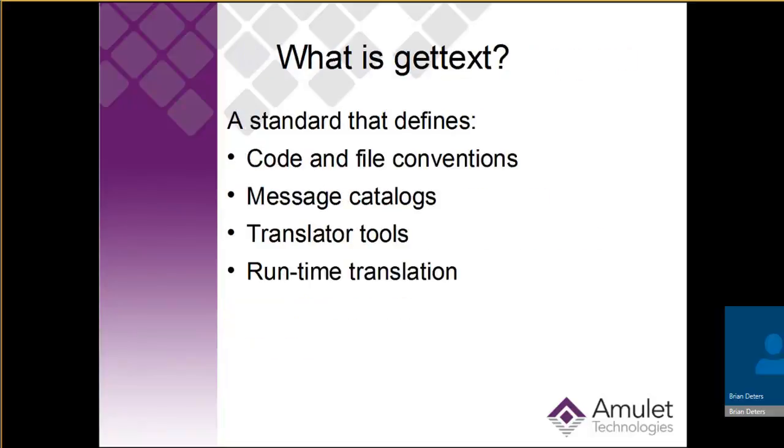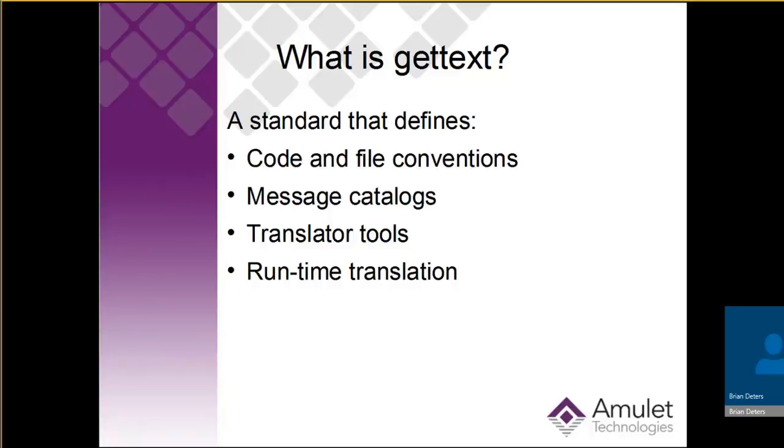So let's look at gettext a little bit. Gettext is a standard. It's a GNU standard, and it defines several things. The code and file conventions are how do you tell that a string is supposed to be translated. Maybe you don't want to translate all of your strings. Most strings you're probably going to want to translate. If you display the string in your GUI, the label on a button, for example, it's automatically going to get translated or be marked for translation.